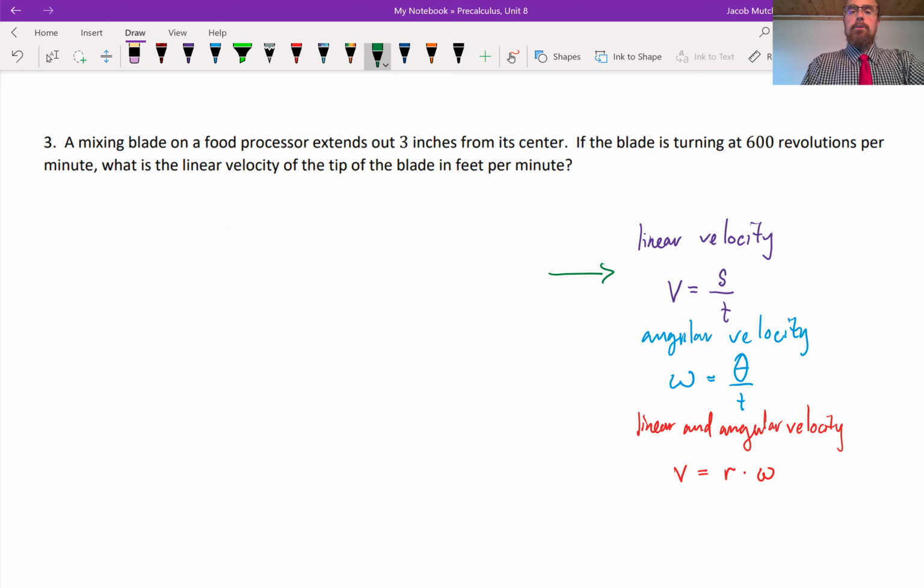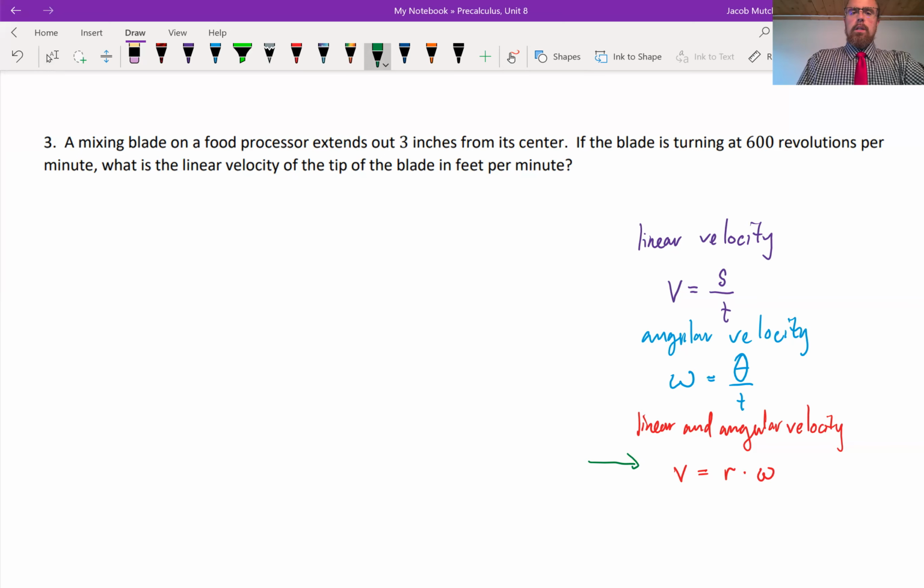So the other thing I could consider is if it's not this first formula, perhaps it's the second one. So let's regroup and take the equation there in red that relates linear and angular velocity. So that one says that linear velocity is equal to the radius times the angular velocity.